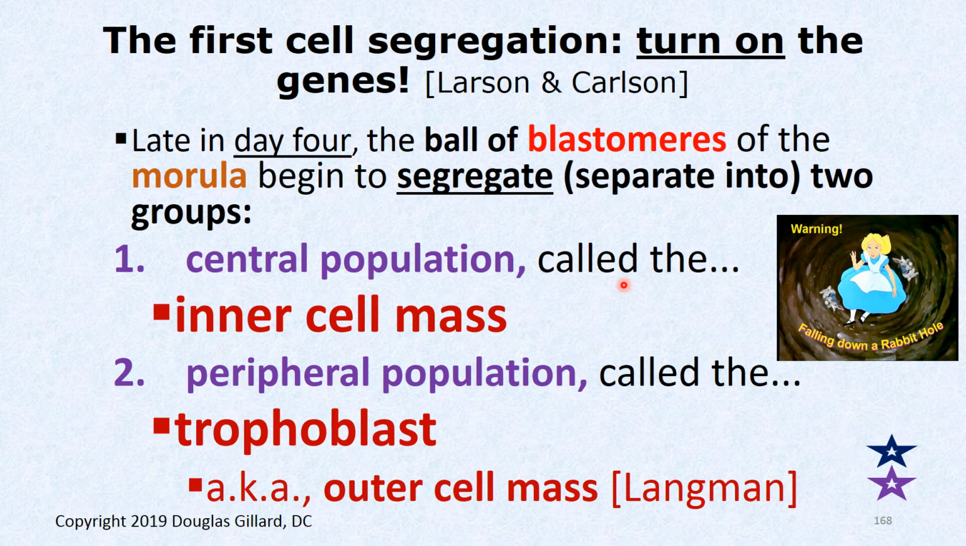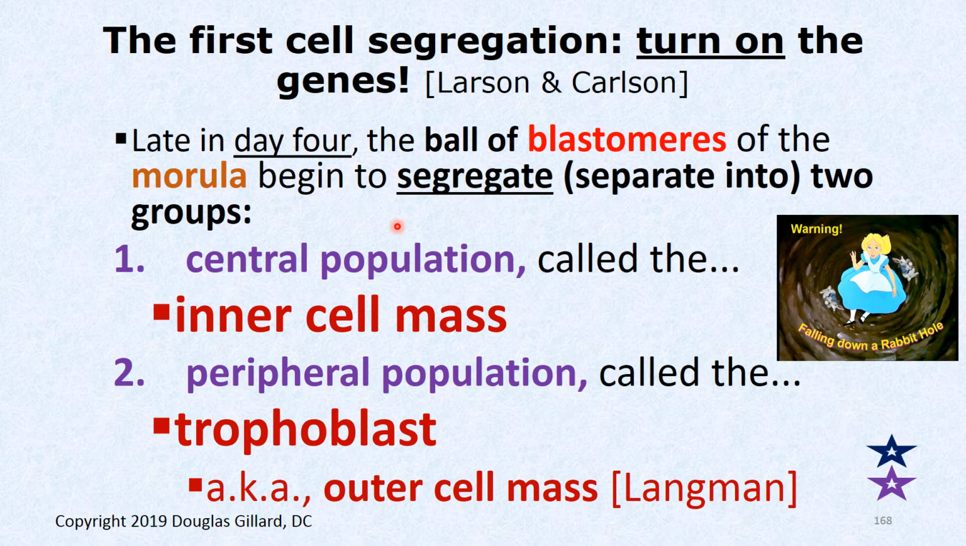So we get to talk about segregation. This is the first cell segregation, which occurs after the morula stage, about late in day 4. So the ball of blastomeres begins to segregate. Remember the blastomeres? They're called daughter cells in other cells in the body, but we call them blastomeres here. We're up to about 16, and they start to segregate. So that means we must have some gene populations turning on for the first time.